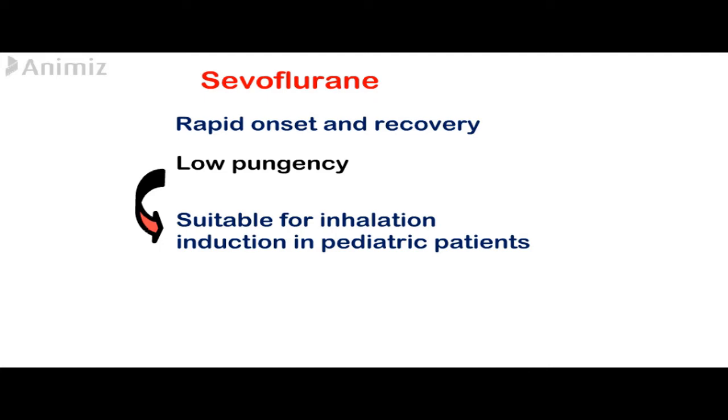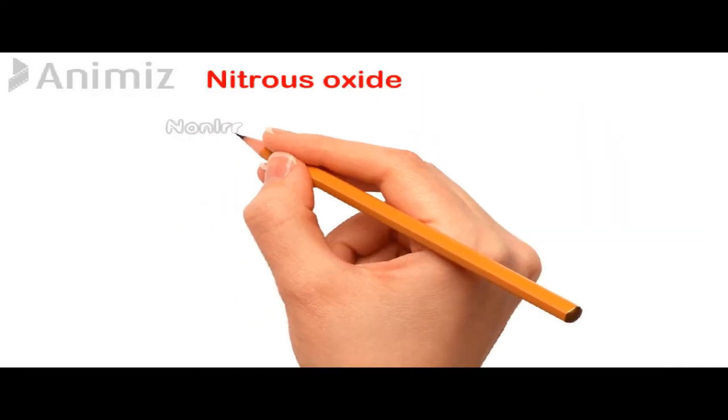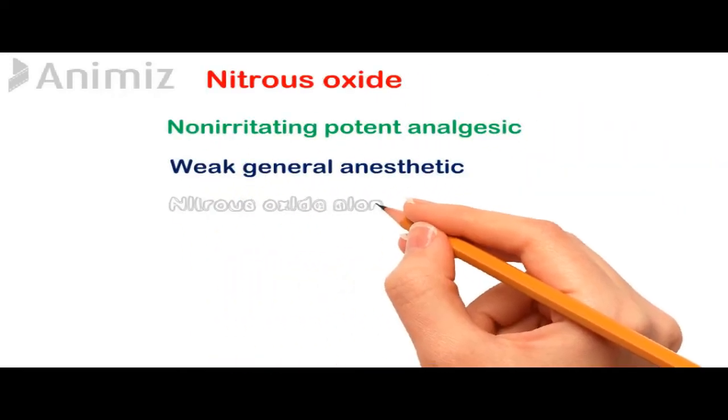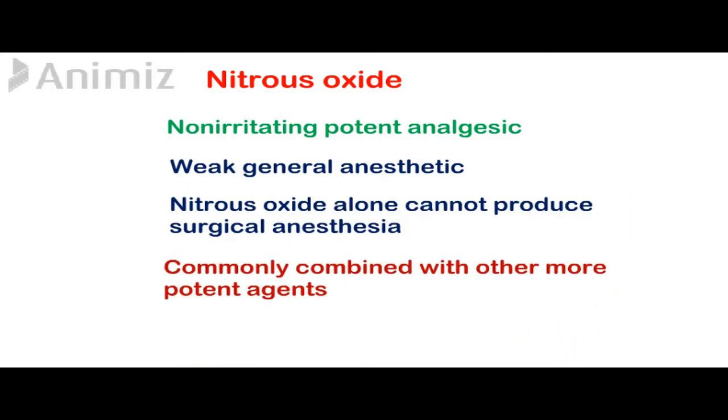Lastly, nitrous oxide is a non-irritating potent analgesic, but it has weak general anesthesia effect. Nitrous oxide alone cannot produce surgical anesthesia, but is commonly combined with other potent agents. It does not depress respiration, and it is probably the safest of the anesthetics.